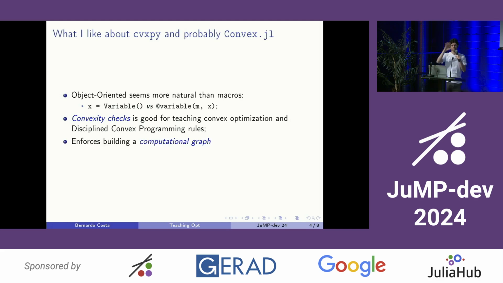And because it enforces a computational graph, I also find CVXPY very nice. In JuMP, I don't know very well how you can build this computational graph where you put these abstract operators like norm and so on. I think that's something that's possible, but I think that CVXPY enforces this more directly than JuMP.